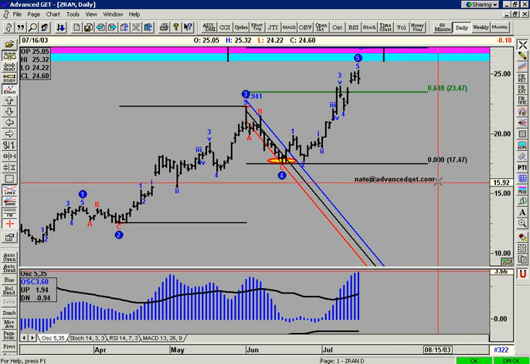Yes, I use the same settings for the ellipse no matter what time frame I'm trading. Sure. Any other questions on the ellipse?